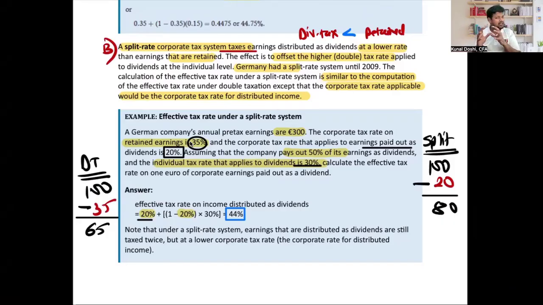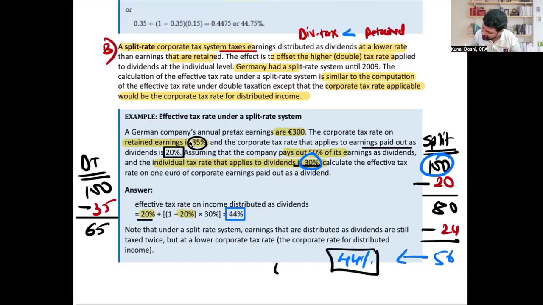In the split system, the dividend tax that I'm supposed to pay, that they have said is 30 percentage. So 30% of 80 is 24. So I'm eventually left with how much, guys? 56. 56 is what I'm left with. So can I say the tax that I paid was 44? So 44% is going to be my effective tax rate under this system.